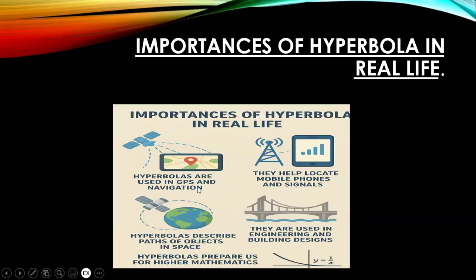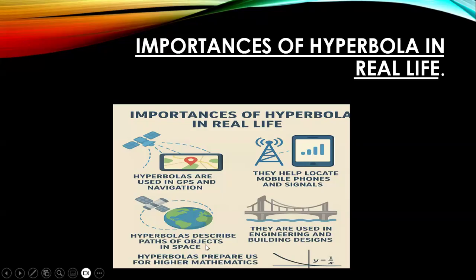It helps us to find our exact location by comparing the signals from different satellites. So in case we cannot find our phone somewhere, we can simply use the GPS. Or sorry, to go to certain places, we use our GPS to find it. Okay, and the next reason why we use the hyperbola in real life is that it helps to locate mobile phones and signals. So the phone companies usually use hyperbolas to locate where a call or signal is coming from.